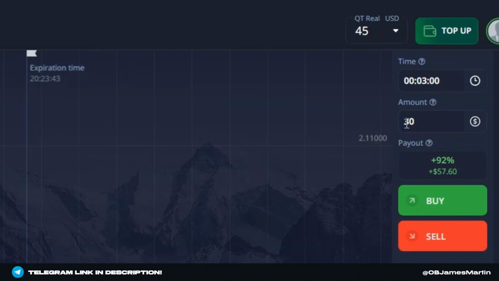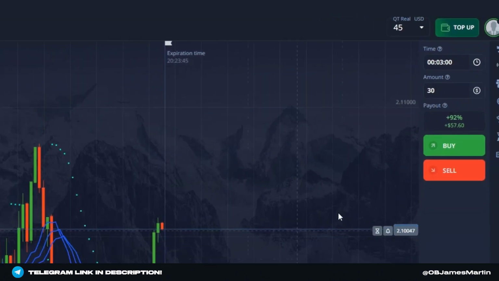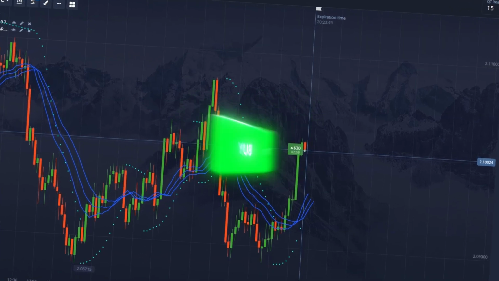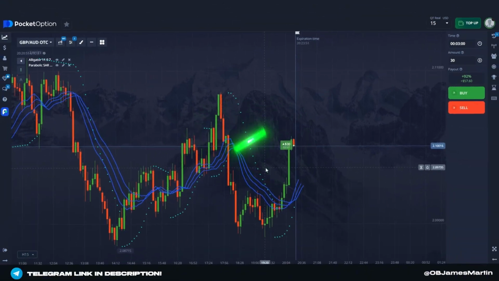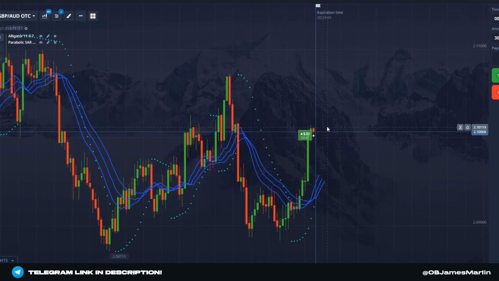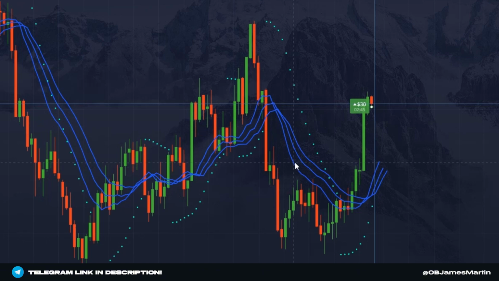Alright guys, first choose the amount. That will be $30 for the first trade, expiration time 3 minutes. I have already done the analysis and I pressed the green button, as you can see, to open a buy trade. It's not complicated, guys, and that's probably the best example to start with. I just found a really strong signal and now I'll show you how to analyze it.